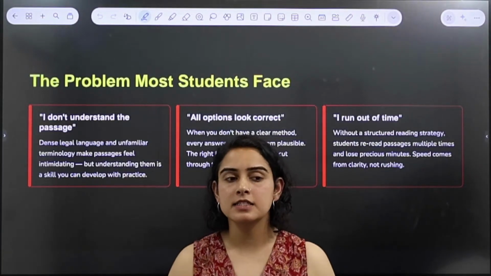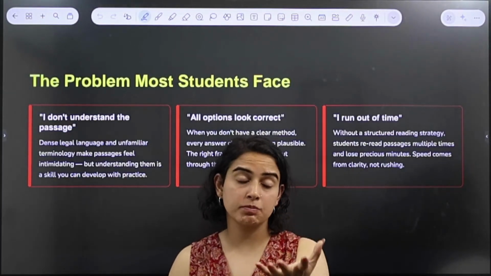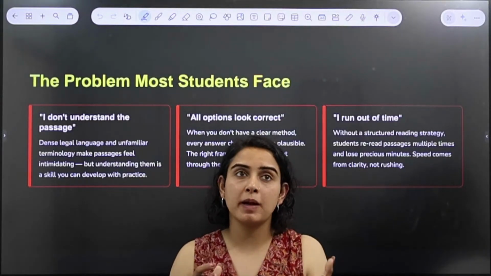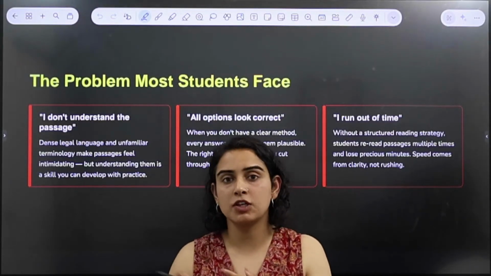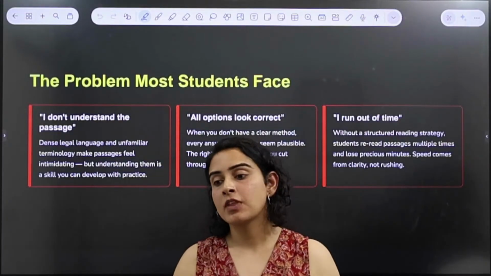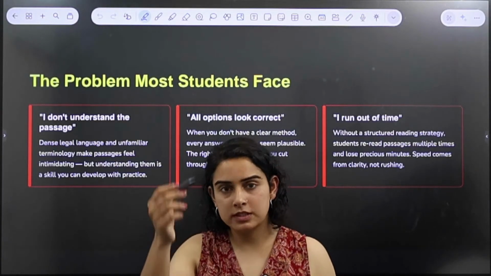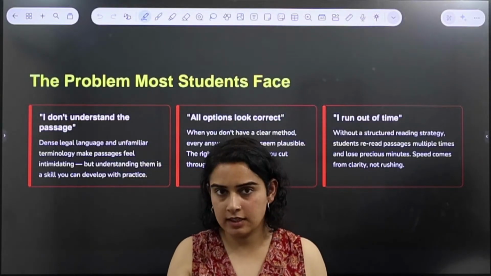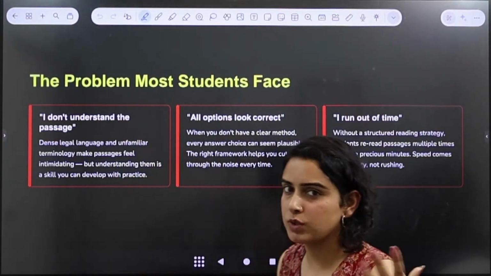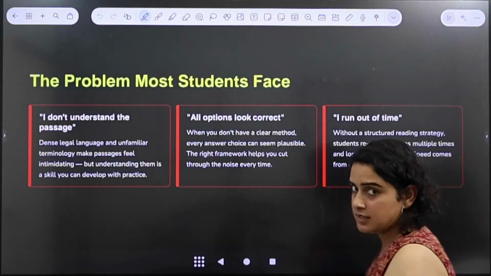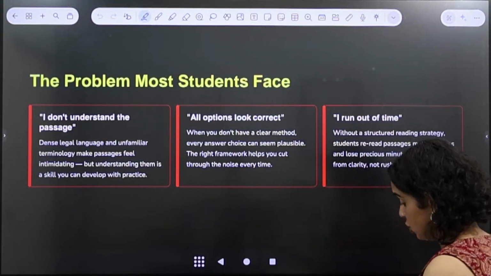Also the fact that most of the time the passages are really dense. There are 350 to 400 words that they have to read. In that case, our mind works more towards reading than understanding, and then they find it really difficult to navigate through the same. So yes, understanding the passage was one of the issues.